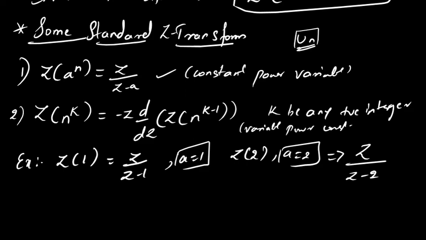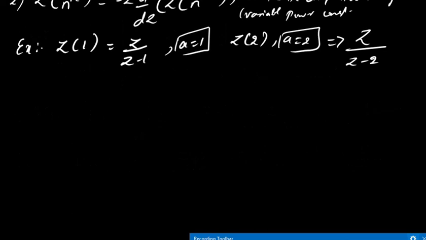Whenever you have variable, n is the variable. When it is variable power constant, please remember it goes for differentiation. If it is constant power variable, then it goes for integration. So these two you have to keep in mind. Considering the second standard formula, let me take an example.